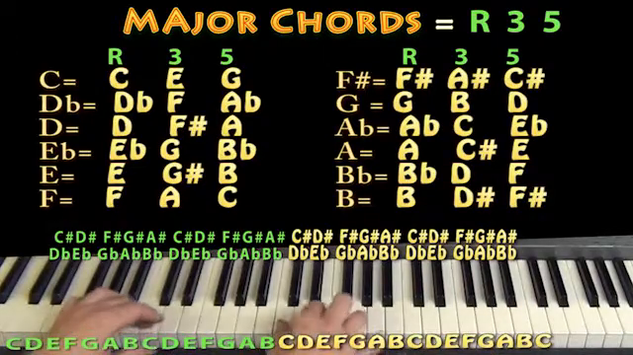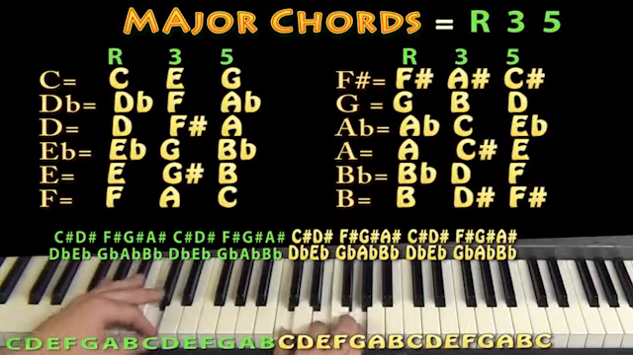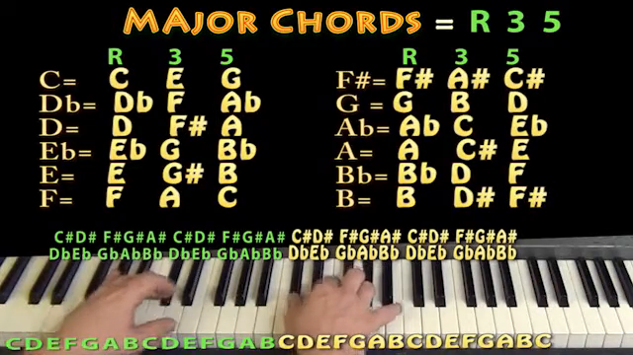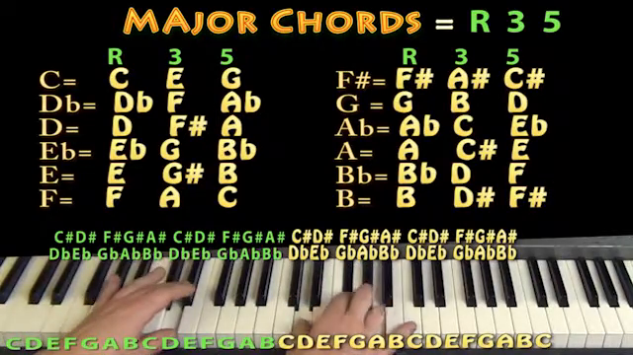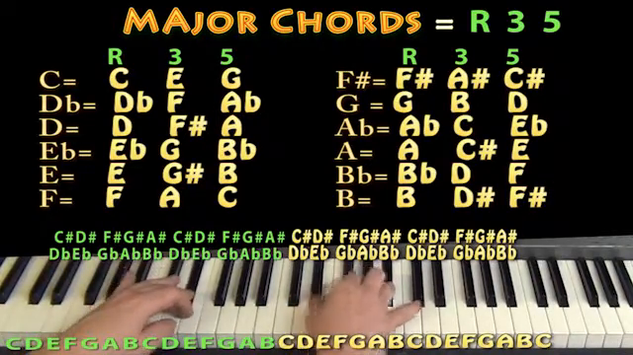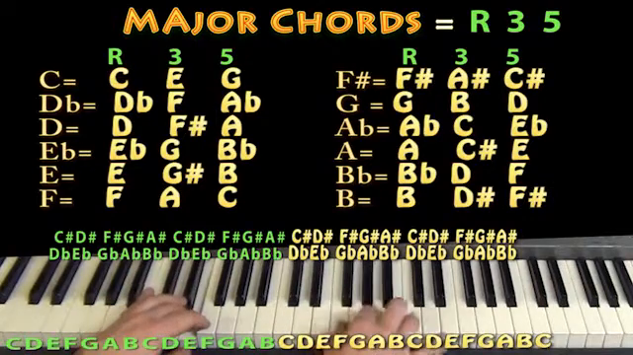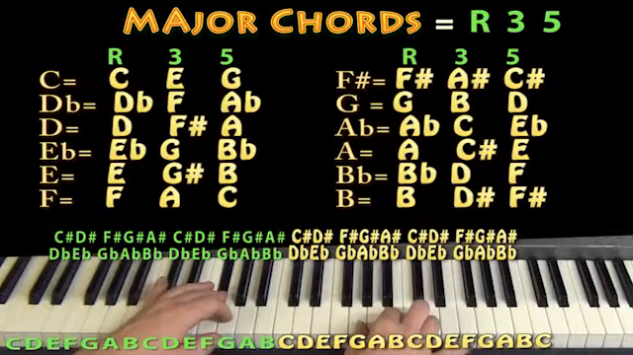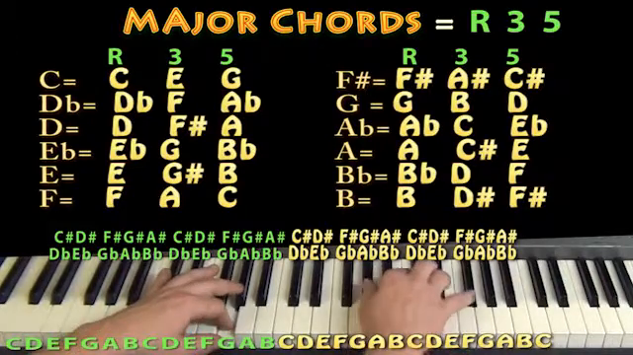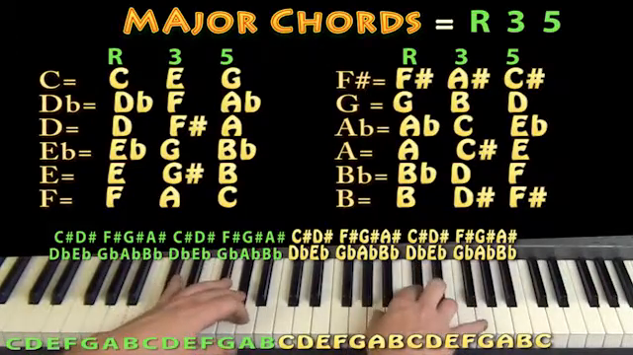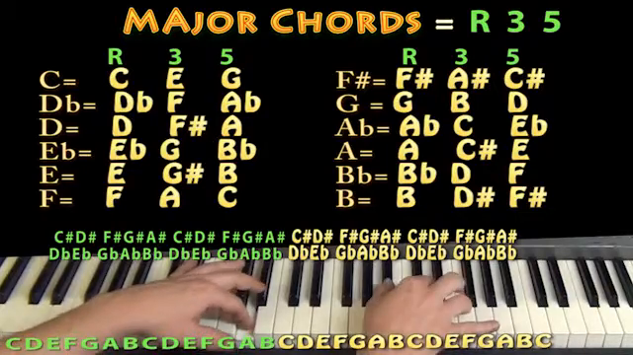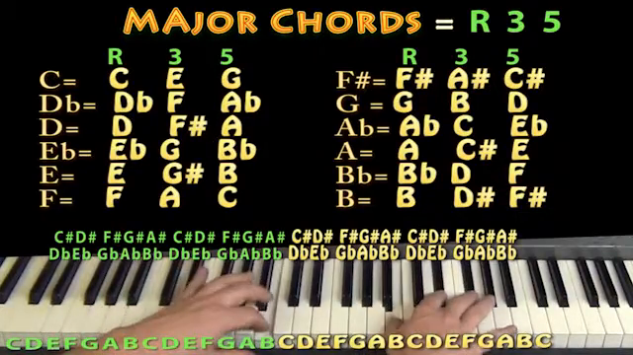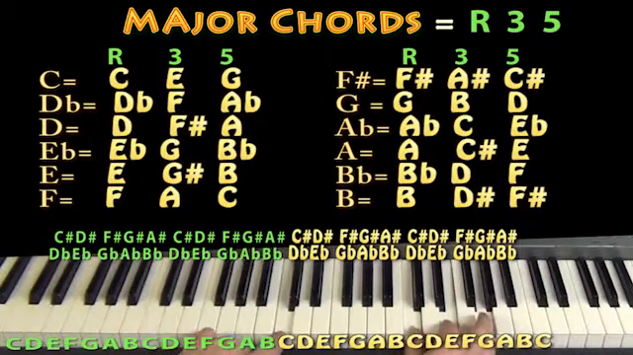So all through that you have C major, D flat major, D major, E flat major, E major, F major, F sharp major, G major, A flat major, A major, B flat major, B major, and then C major. And that's the 12 major chords that you may see on the piano.